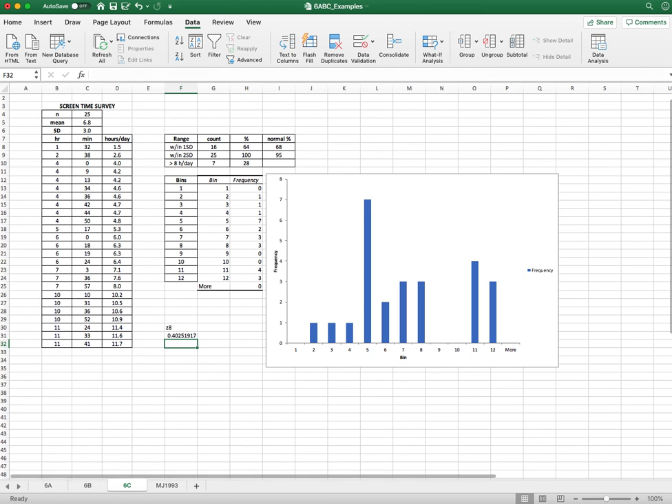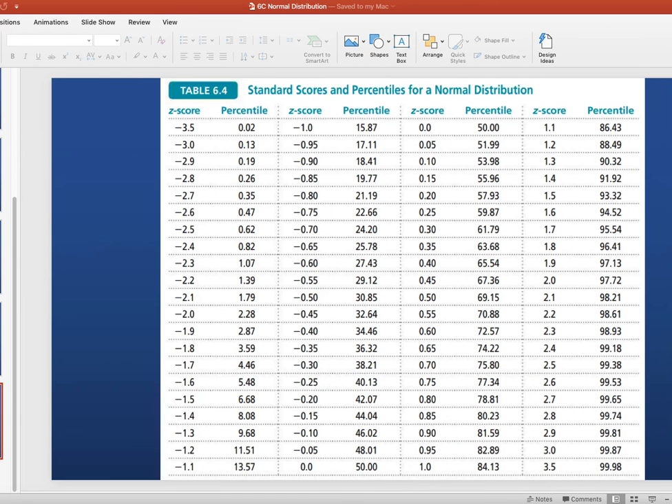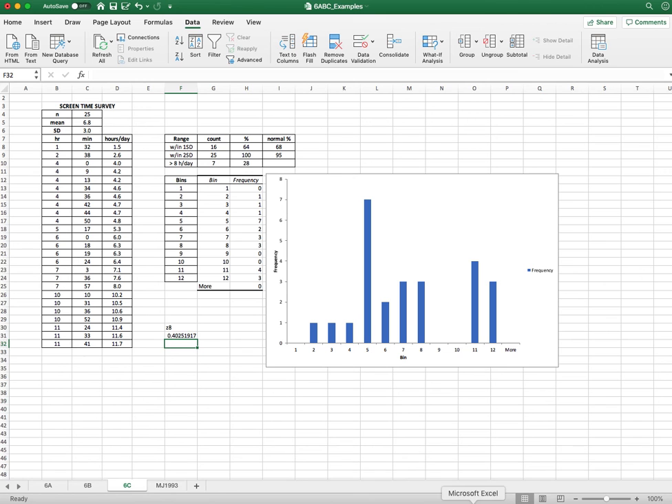Now I can go to the normal distribution table and look at what would be 0.4. Here we are, 0.4, 65.54. So this says the percentile of this z-score is 65.54. All right, well, what does that mean? Well, it means, let me write the number down before we forget it, 65.54 percentile.